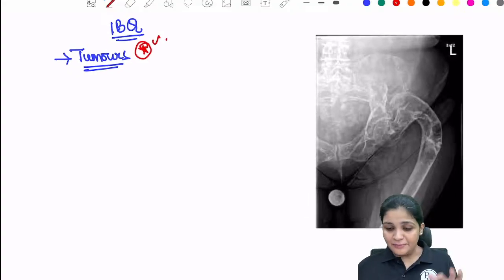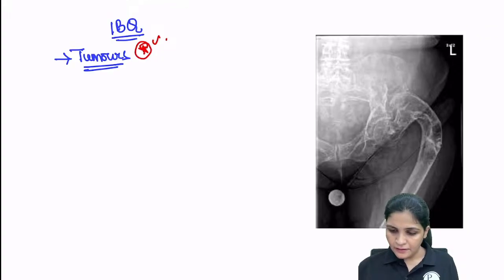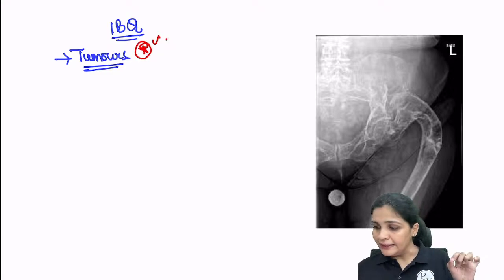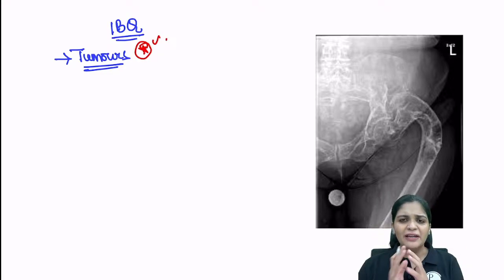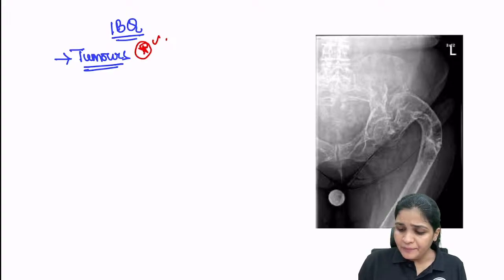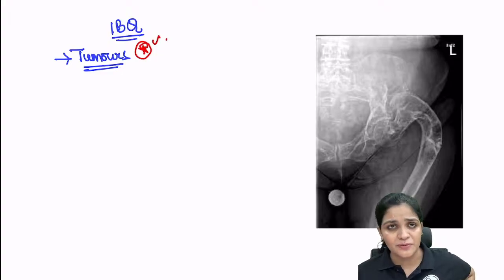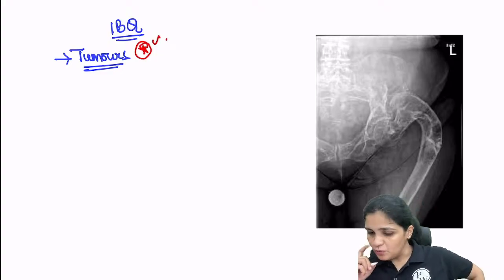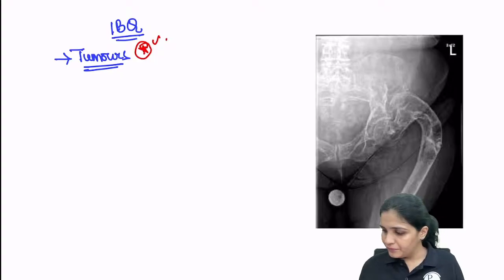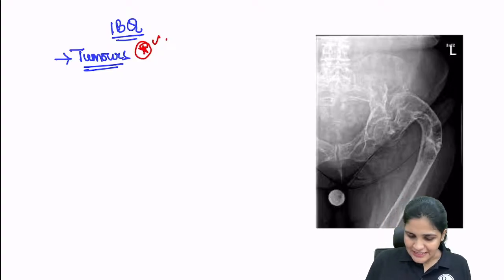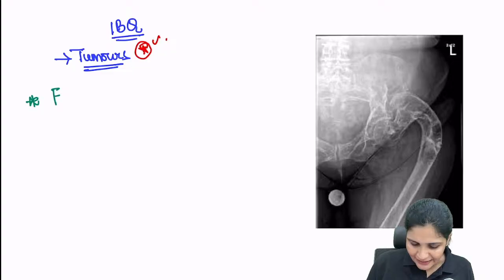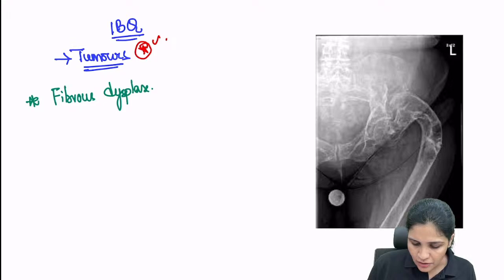Okay, so whenever somebody is talking especially about the IBQ, you have to read the tumors chapter. This is very important, because every tumor has some representation in radiology, and that will be asked as an image-based question in the exam. So now coming to this question, what is this tumor? Yes, I know you all can identify it very easily. So this is your fibrous dysplasia. So this is your fibrous dysplasia.